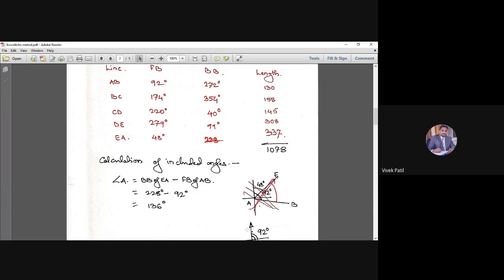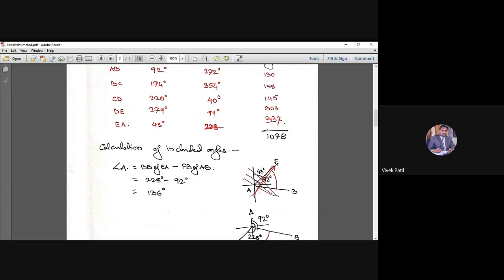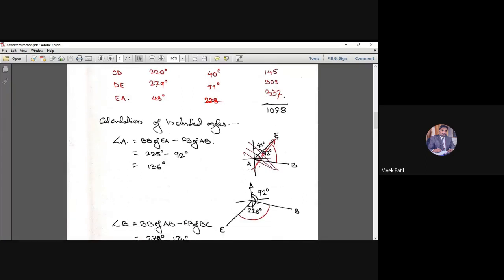So fore bearing of AB is 92, so it will be passing in the second quadrant, and back bearing of EA, 228 degrees, which quadrant will it be passing? Third quadrant, sir. Yes, the third quadrant it is passing. It will be somewhere here. Okay, so I want angle A. So angle A will be this red color angle.